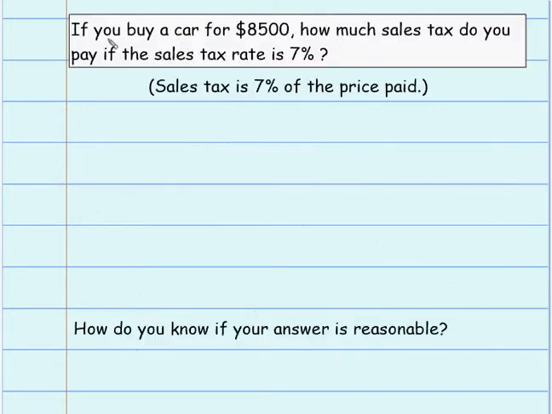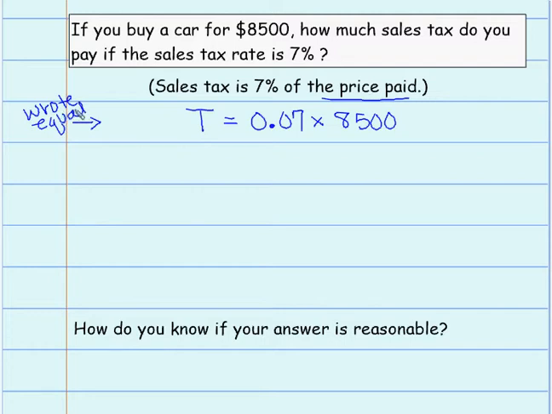Okay, here's another example. If you buy a car for $8,500, how much sales tax do you pay if the sales tax rate is 7%? Okay, sales tax is just calculated. Sales tax is 7% of the price paid. So, sales tax, that's what we want to find, right? So, tax is 7%. I'm going to write that as the decimal of the price paid, which was $8,500. Okay, notice I wrote an equation.